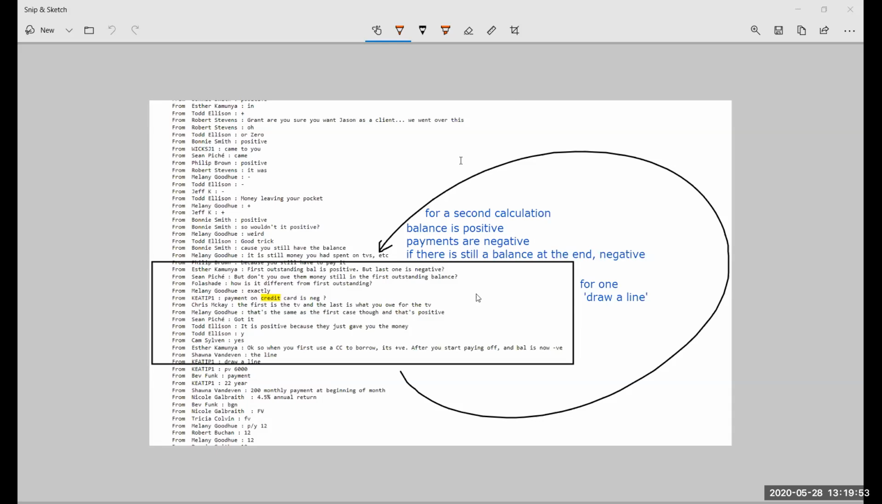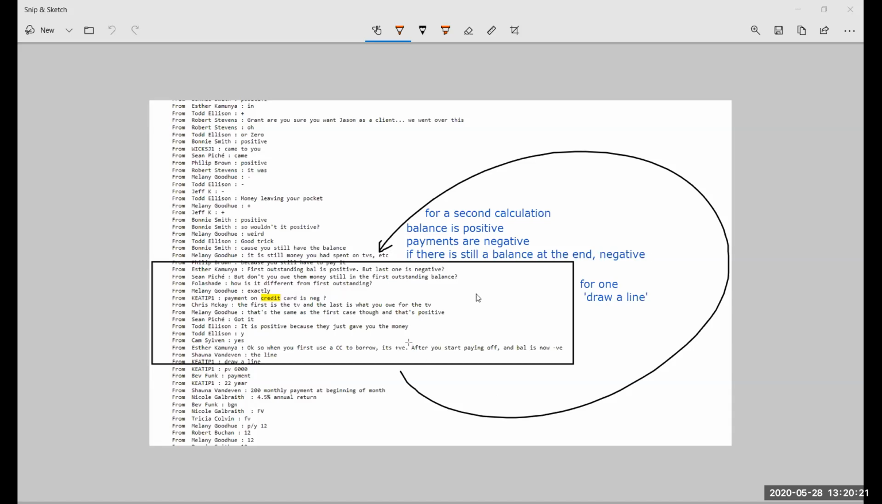That's what we were asking over, and a bunch of people jumped in and said, hold on, that doesn't really make sense. How is that possible? And then Esther confirms what we're all thinking. When you first get all the money and you've bought your TVs, it's positive. But once you start paying it off, the balance is now negative. In the example you were just showing us, he has paid it off for 2 years.